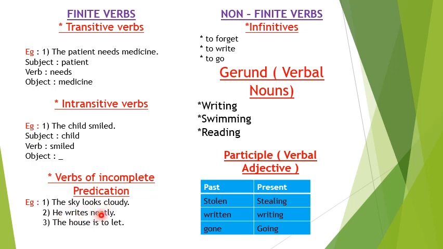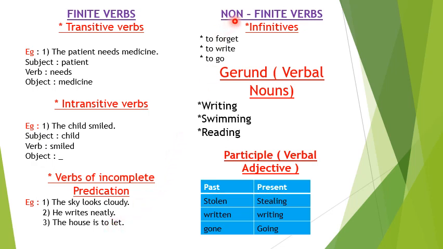Second, he writes neatly. He writes. Neatly here is an adverb which adds more meaning to the action of writing. That is, how does he write? Neatly. The next one, the house is to let. Now, to let here is an infinitive. Infinitives have two types. One which begins with to before the verb and the other are called bare infinitives. So here, to let is the infinitive or the complement added to the sentence.